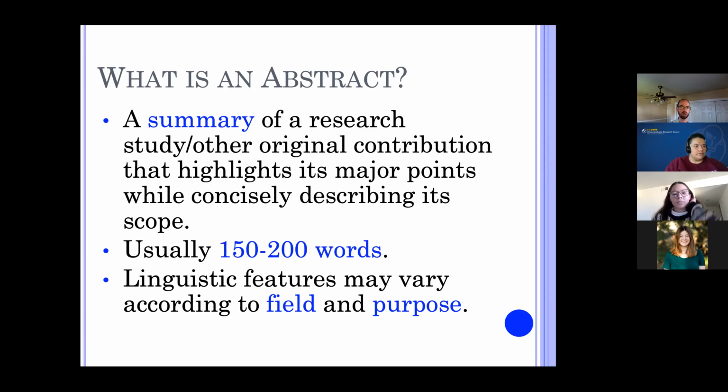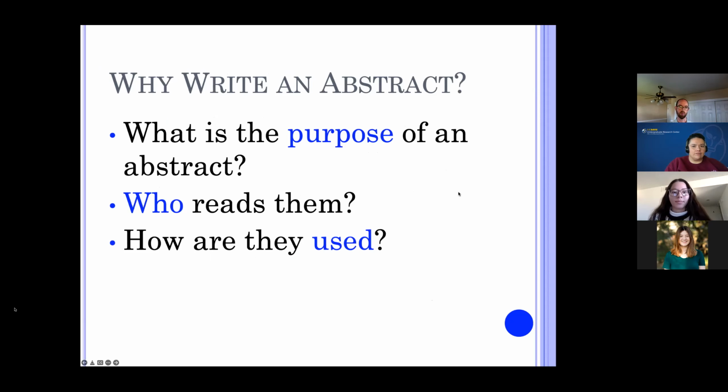Usually they're about 150 to 200 words, but for the undergraduate research conference it's a firm 200 words. Don't submit anything longer, because it will be cut off beyond 200 words. And then linguistic features, the kinds of words and language that you use, may vary a little according to the field and the purpose of your project. We'll talk about those a little more.